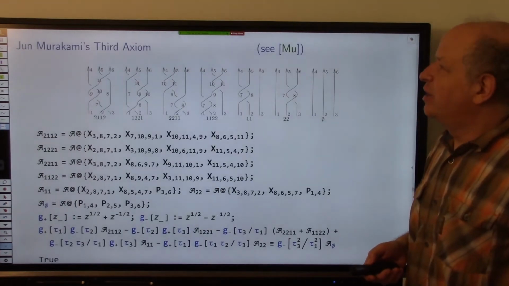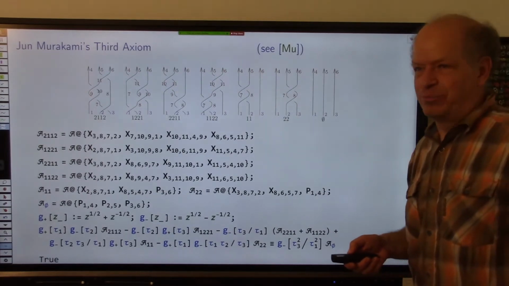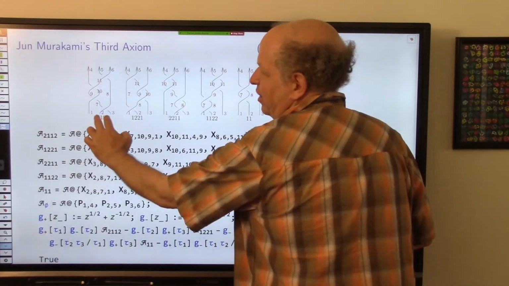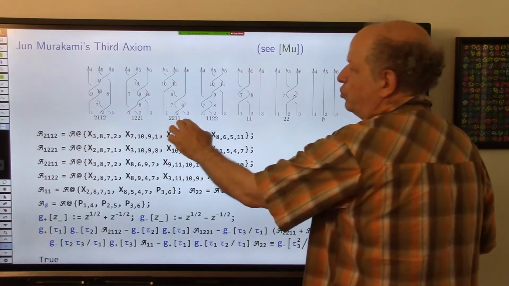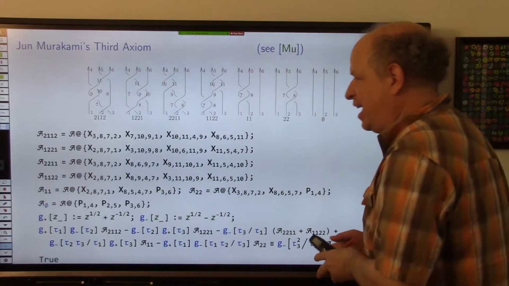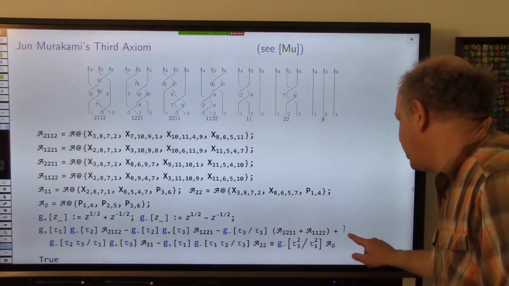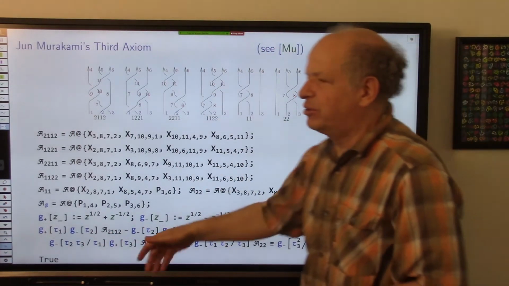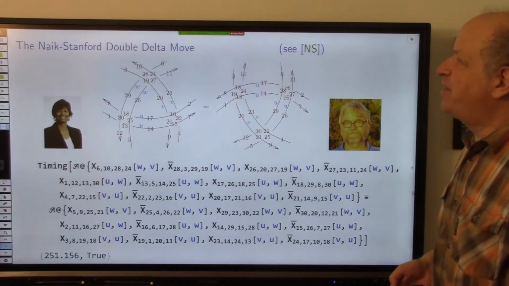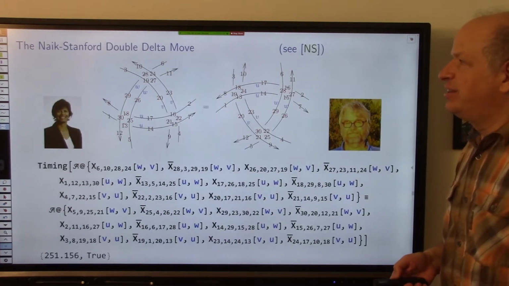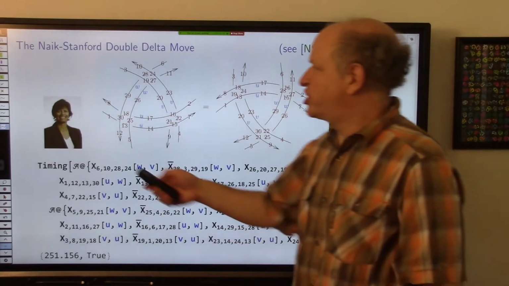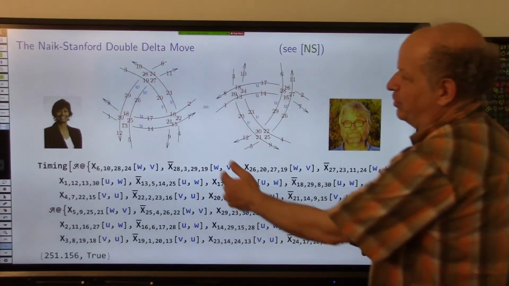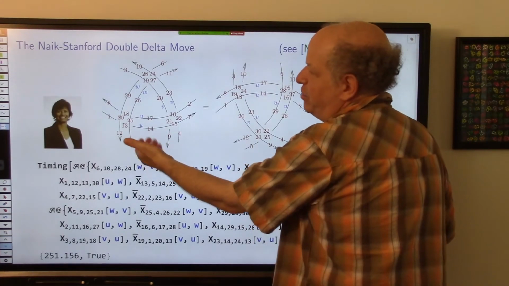Then there is the Jun Murakami third axiom, which is the hardest to state. You look at the following 7 tangles, 2, 1, 1, 2, 1, 2, 2, 1, 2, 2, 1, 1, and so on. The claim is that they satisfy some linear relation which is written here. You punch them in, you hit enter, the computer approves. Then there is the Naik-Stanford double delta move. Here is Swati Naik, I think, and Ted Stanford. And the double delta move is, well, here is the picture.